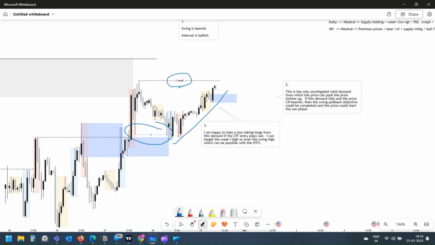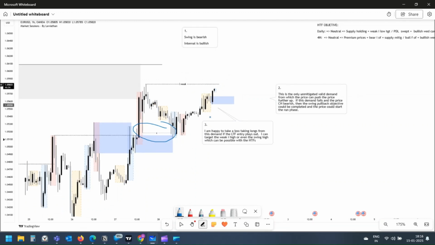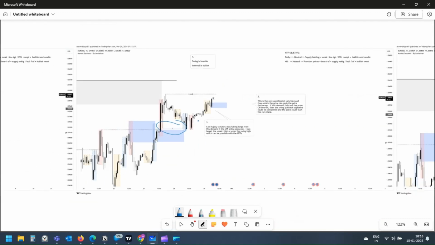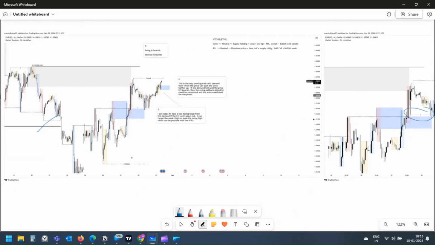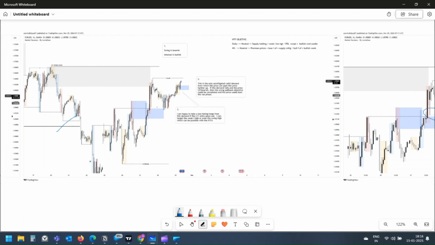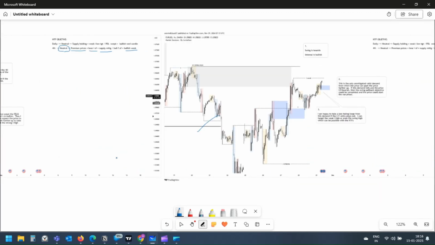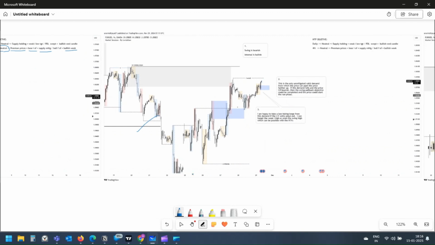So this is the only unmitigated demand which the price can mitigate into and then push the price up to take out the weak internal low. If this demand fails, then I'll be confident that the price will take all of the sell side liquidities, and obviously price can come down to take out the weak swing low which is below here.